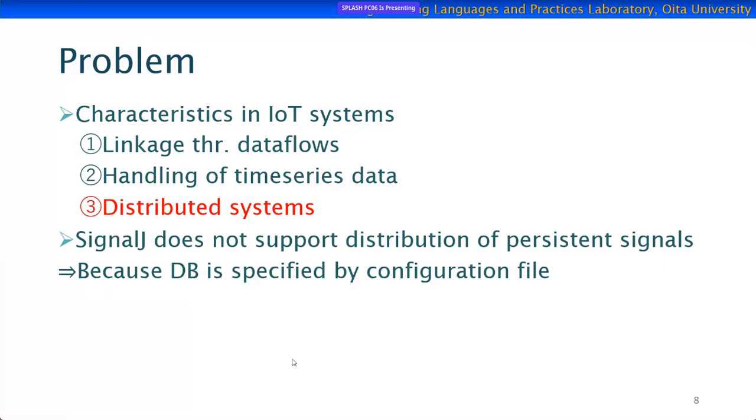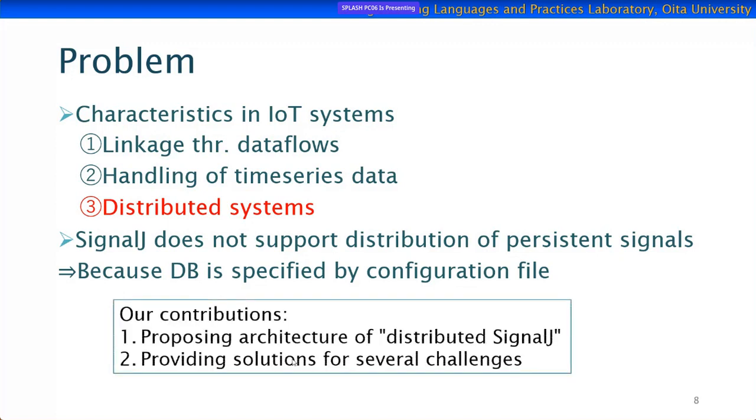The problem is that SignalJ does not support distribution of persistent signals because the binding to the database is specified by a configuration file. Our contributions are to propose an architecture for making SignalJ distributed and to provide solutions for several challenges to realize such an architecture.